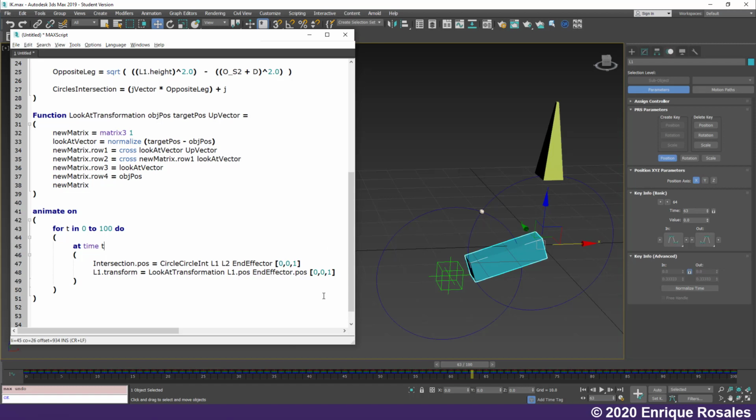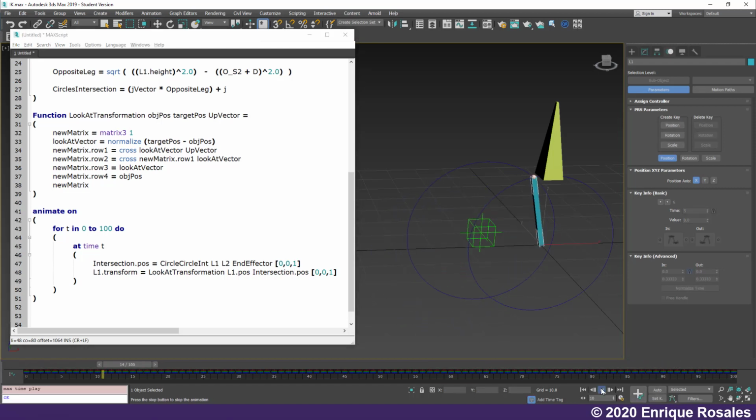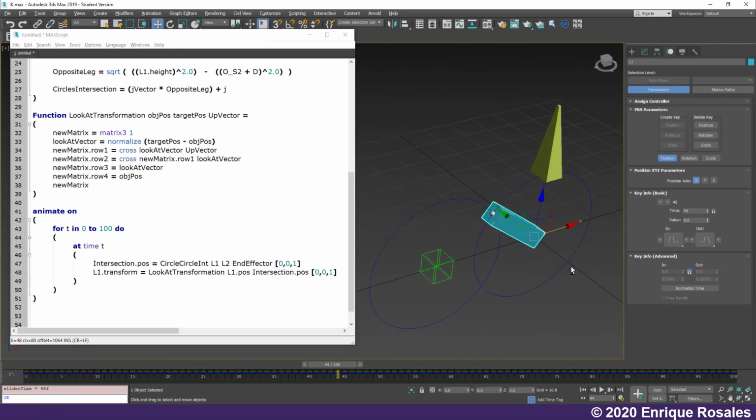And no, sorry, this is wrong. The final or the target position is not the end effector in this case. It's the intersection, right? It's the intersection position. Yes. Okay, good. So now if I play the animation, now this guy is correct. It's correctly placed, right? The only weird thing that is happening is that somehow it's scaling.